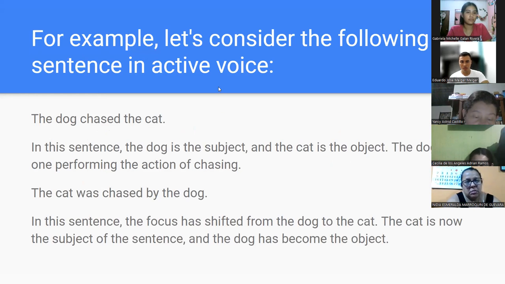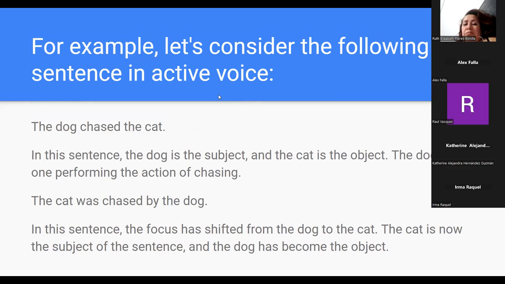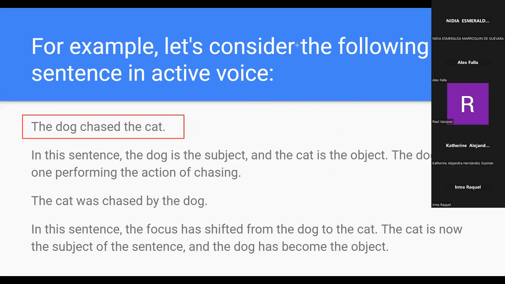Now, take a look at this. Who would like to help me read these examples? What does it say? The dog chased the cat. All right, the dog chased the cat, right? Very good. Active or passive? It's active. All right, very good.